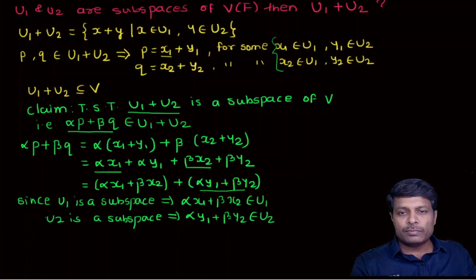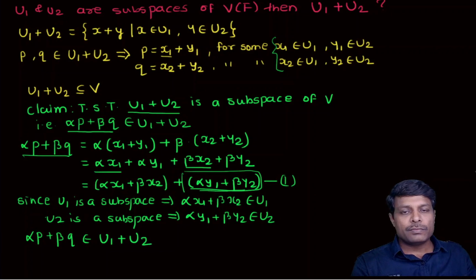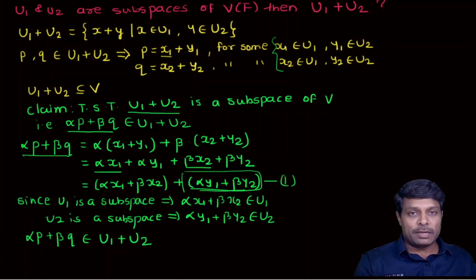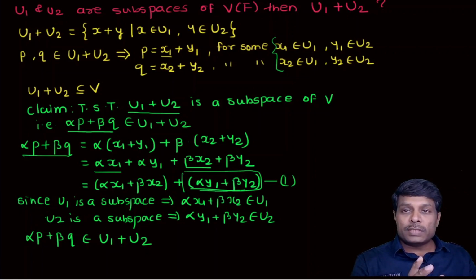So, if you look at this equation, the first bracket is a member of u1 and the second bracket is a member of u2, and therefore this is an element of u1 plus u2, and this is equivalent to this. Therefore, alpha p plus beta q is a member of u1 plus u2, and this is true for all p and q as well as all scalars alpha and beta. So here we have shown that the sum of two subspaces is again a subspace.